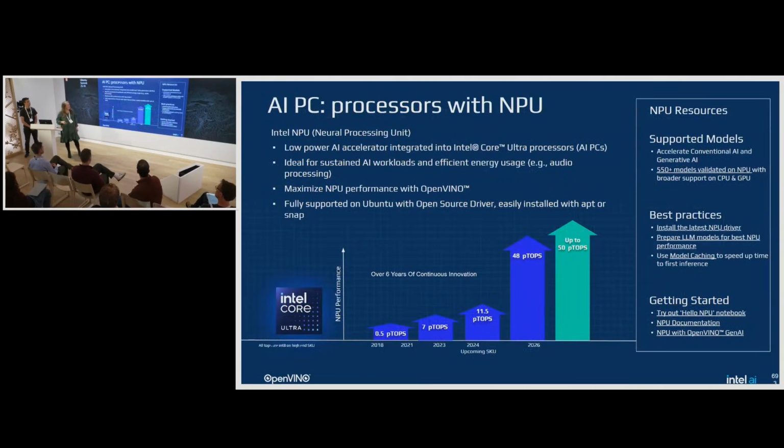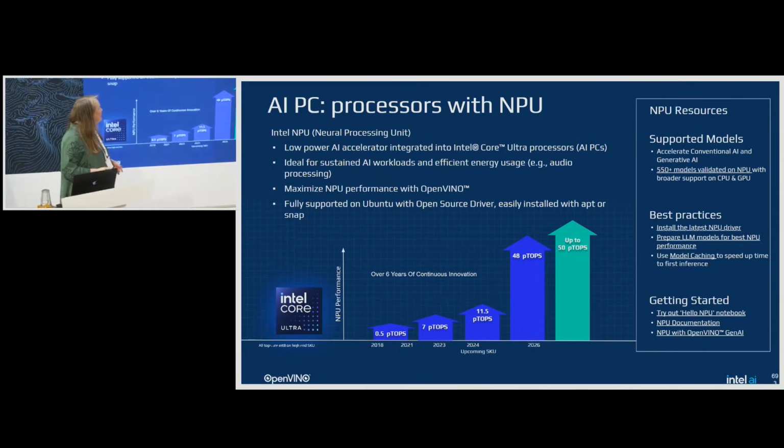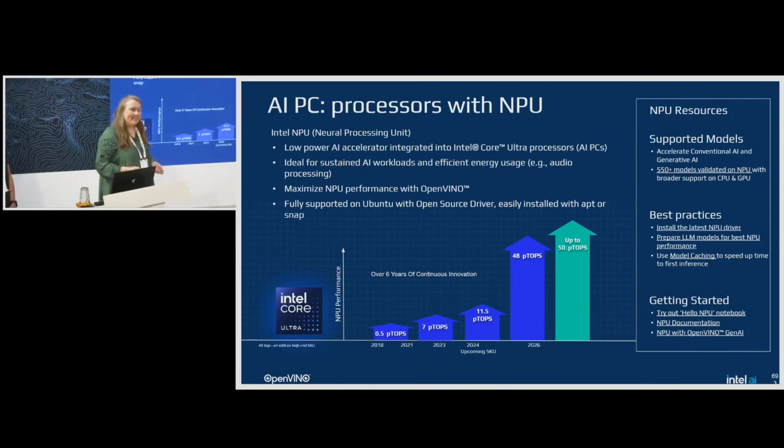So we mentioned NPU. AI PCs are computers, laptops, or desktops with the latest generation of processors that include an NPU. And for Intel, that's the Intel Core Ultra processors. We are currently at the second generation, codenamed Lunar Lake, and the third generation, codenamed Panther Lake, is around the corner. And NPUs work fine with OpenVINO and are fully supported on Ubuntu with an open source driver.